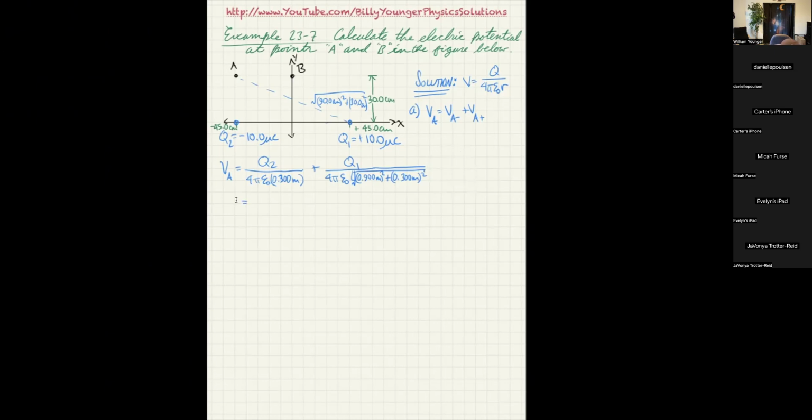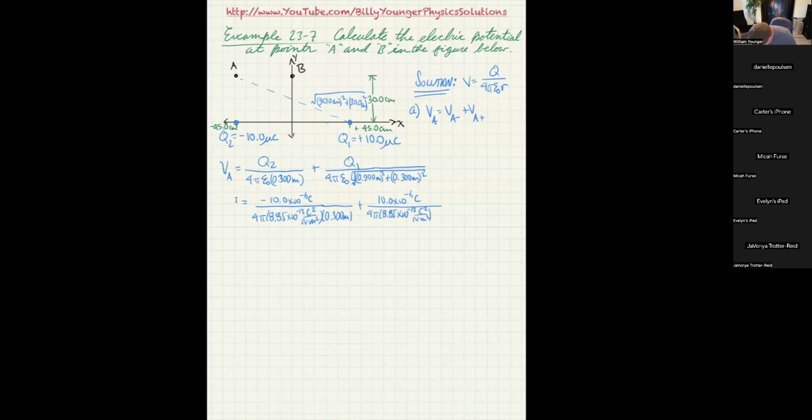So this is going to become Q2, which is negative 10.0 times 10 to the negative 6 coulombs over 4 times pi times 8.85 times 10 to the negative 12th coulombs squared per newton meter squared times 0.300 meters, plus this one's going to be positive 10.0 times 10 to the negative 6 coulombs over 4 pi times 8.85 times 10 to the negative 12th coulombs squared per newton meter squared.